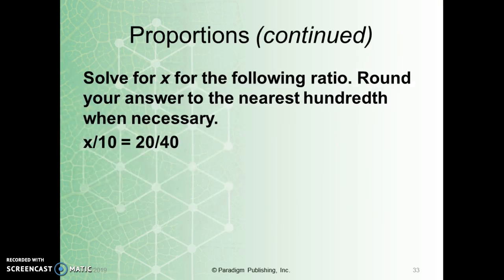Solve for x in the following proportion. Round your answer to the nearest hundredth when necessary. So x over 10 is equal to 20 over x. We said again to multiply the extremes and multiply the means. So x times x equals x squared, and 20 times 10 equals 200. Now we would take the square root. So the square root of 200 gives us... x is equal to 5.